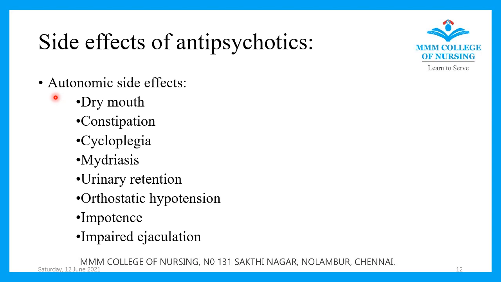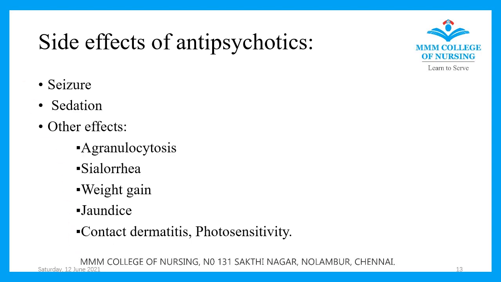Autonomic side effects: dry mouth, constipation, cycloplegia, which is the paralysis of the ciliary muscles of the eyes, mydriasis, which is dilatation of the pupils, urinary retention, orthostatic hypotension, impotence, and impaired ejaculation. Other effects: seizures, sedation, agranulocytosis, and sialorrhea, which is the drooling of saliva, weight gain, jaundice, contact dermatitis, and photosensitivity.